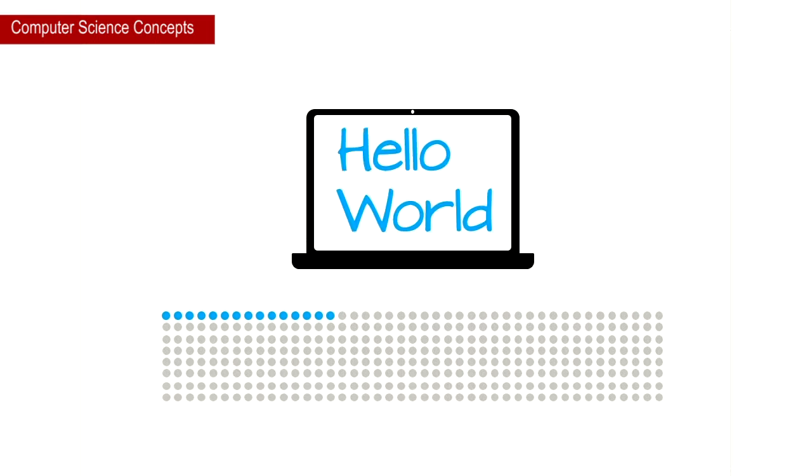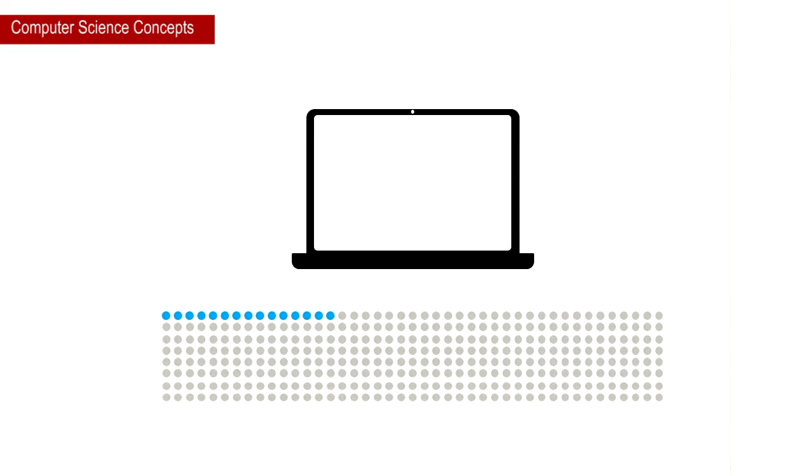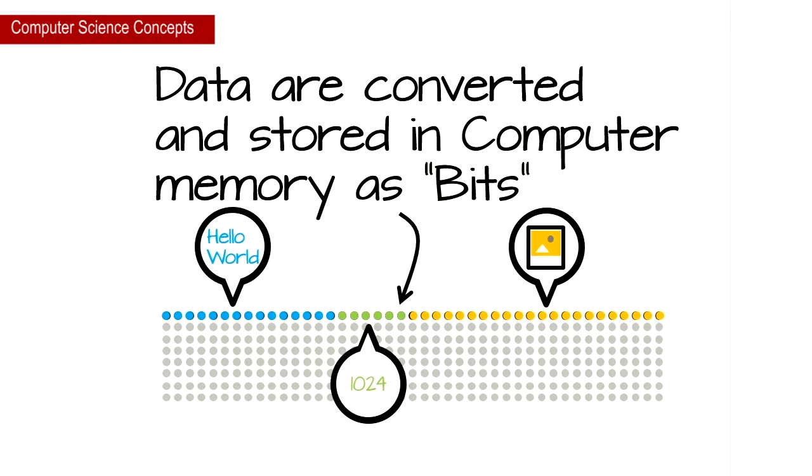Firstly, you should realize that people invented computer systems based on a certain concept that everything taken into computer systems are converted and stored in computer memory as bits. What are these bits?